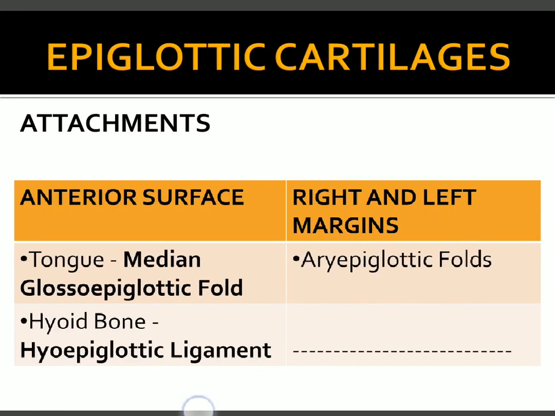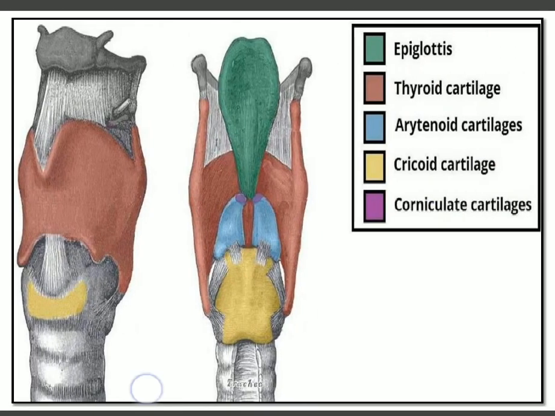The attachments: the anterior surface is attached to the tongue with the help of the median glossoepiglottic fold and also to the hyoid bone with the help of the hyoepiglottic ligament. And the right and left margins are connected with the arytenoid cartilage with the help of aryepiglottic folds. So in this figure you can see the right and left margin is connected with the arytenoid cartilage. This in blue is the arytenoid cartilage.